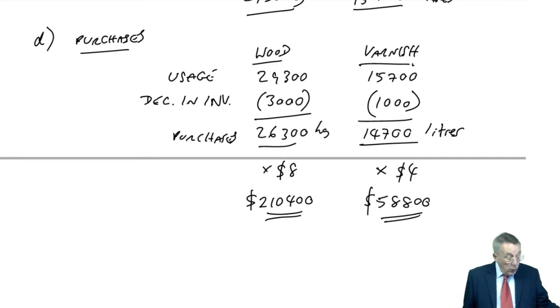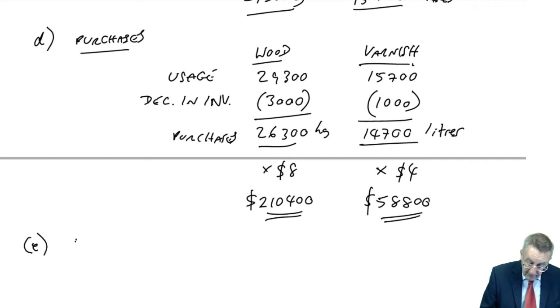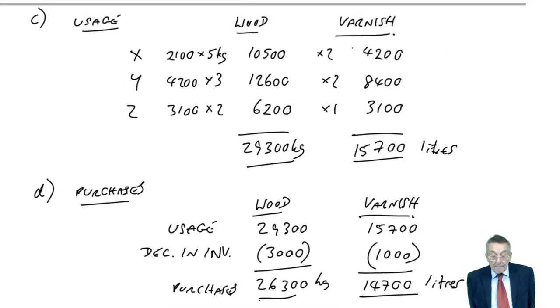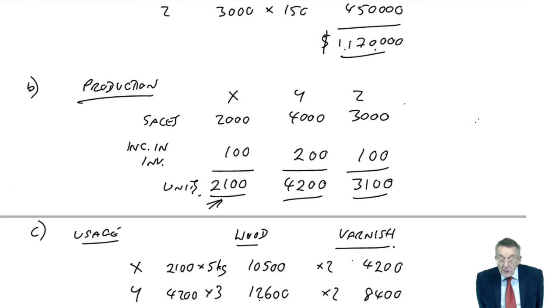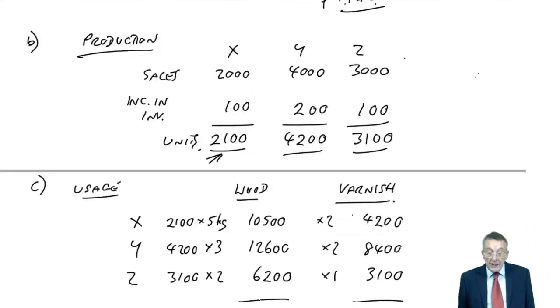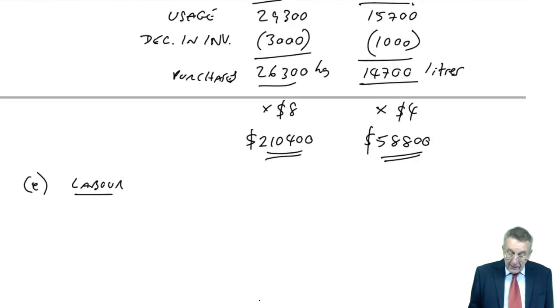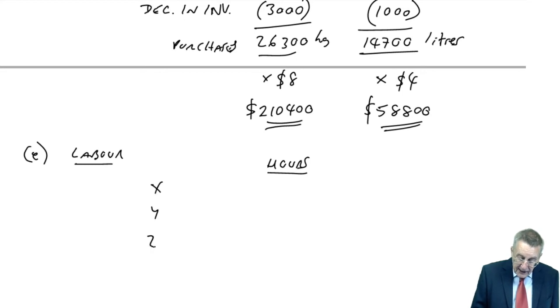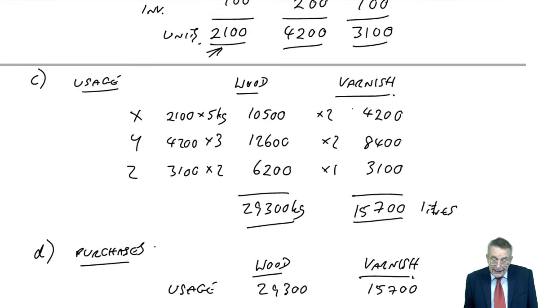Good. One left. E. Labour. We're told about the standard hours per unit. We know how many units we're producing, and so we can work out how many hours of labour we actually need. And since we've got the rate per hour, we can also work out how much we expect to spend. So last bit, let me do it in hours first of all. X, Y, Z. How many are we producing?